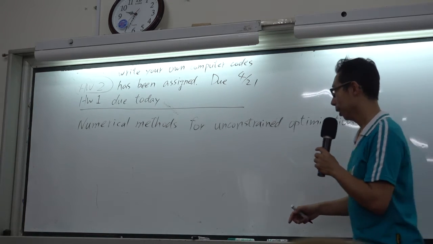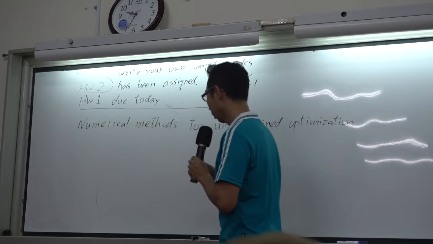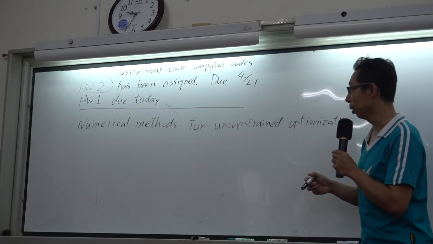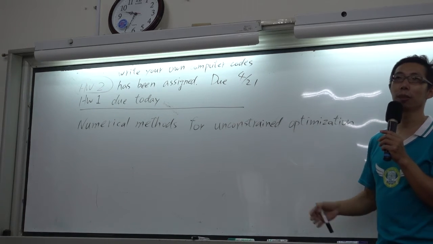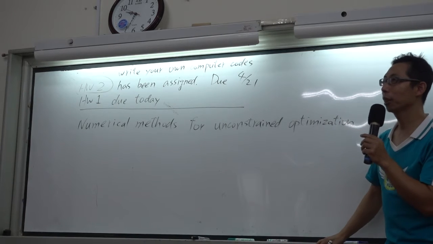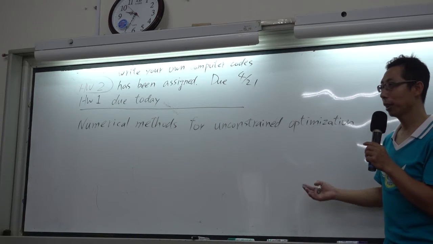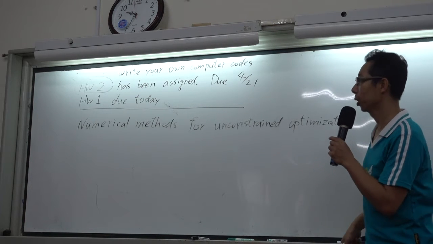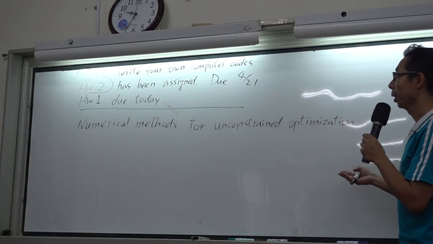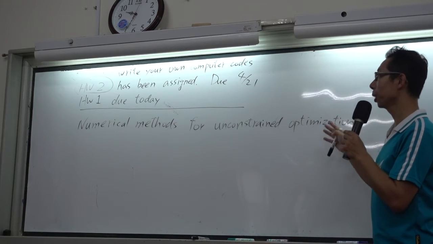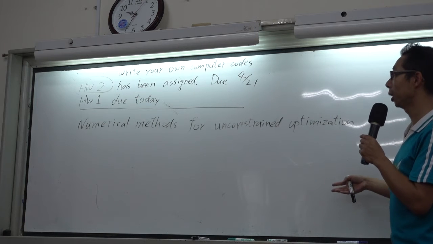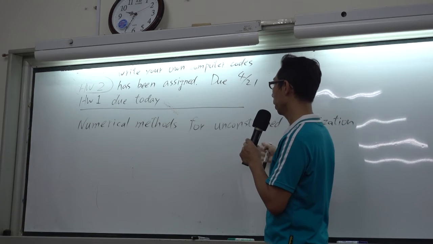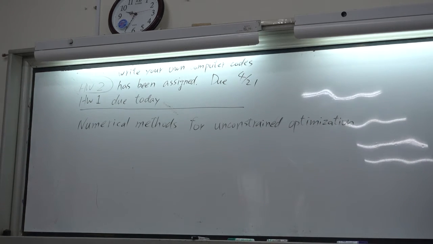Another reason is that later on you will learn that even if we have constraints, we can still use some kind of transformation technique and transform constrained optimization into unconstrained optimization. So the methods we have learned for unconstrained optimization can be used even for problems with constraints, because we can always transform the problems into unconstrained optimization. So let's get started.